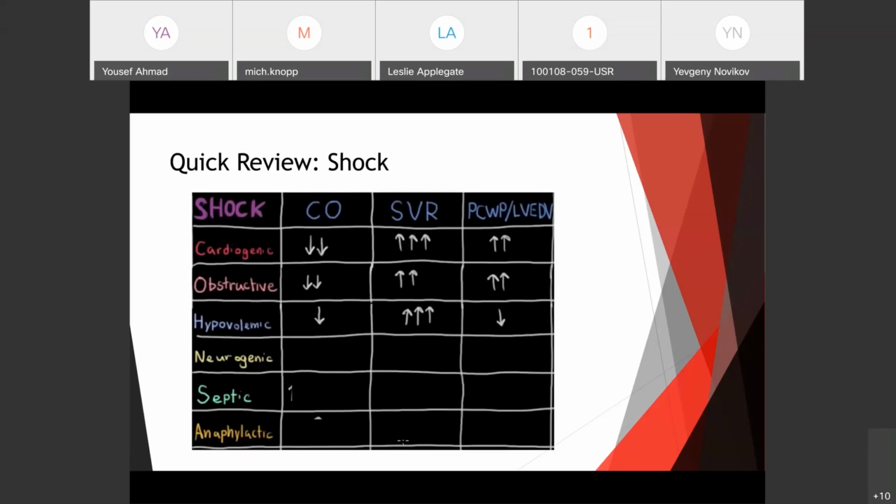Neurogenic. So there's something interesting about this. I want to see if you can, so all these are kind of similar. So think of septic. What is septic? Okay, so what would you expect for these numbers? You're right. Yes, your SVR would be down. That's correct.